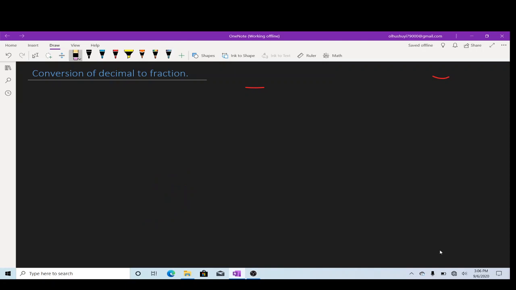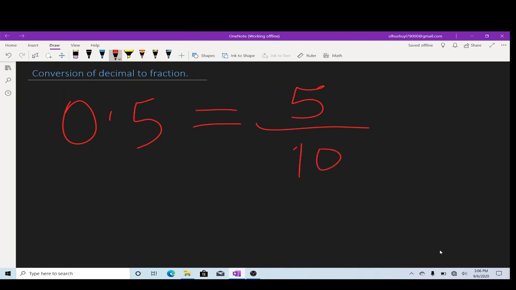What were we doing? 0.5. So you have 0.5. That becomes what? Going by the place value method, the place value of 5, it is the only decimal number we have. If you have more decimal numbers after 5, you consider the last decimal number in your question. But 5 is the last decimal number here, so you consider it. And what would that give you? That will give you 5 upon 10. Isn't it? The place value of this is tenths. You see this? So that's 5 over 10.